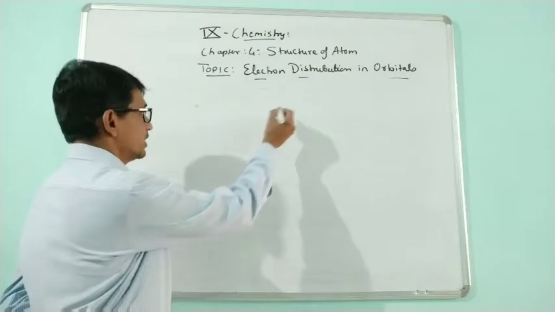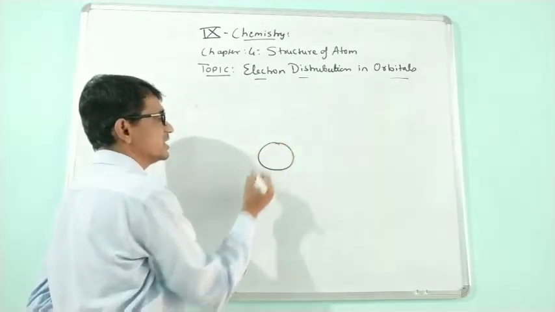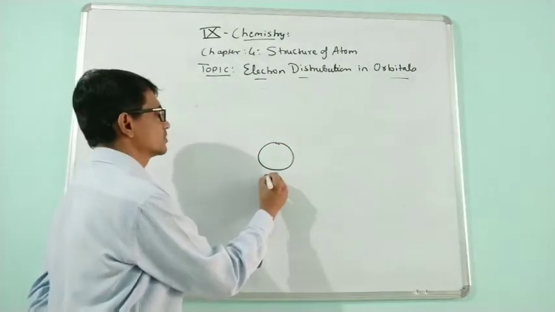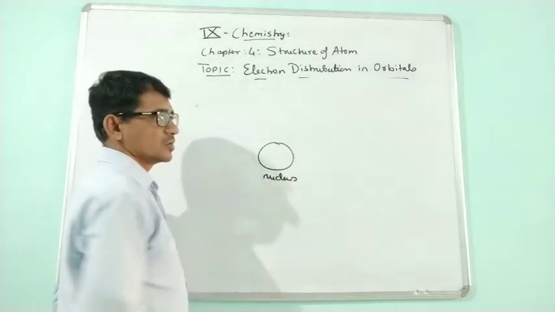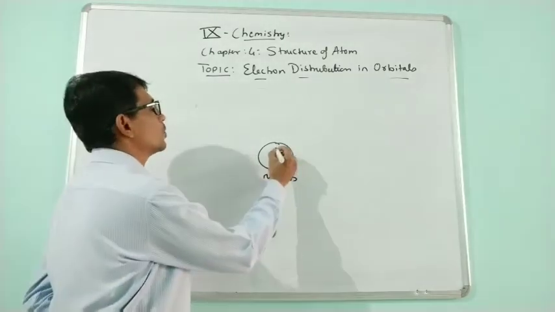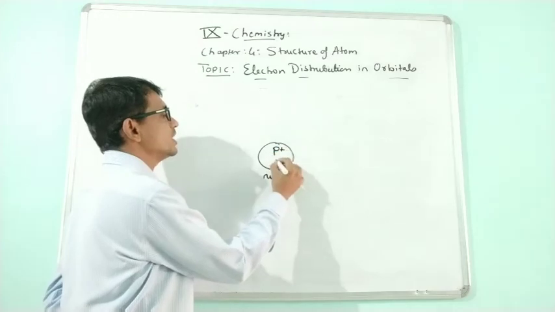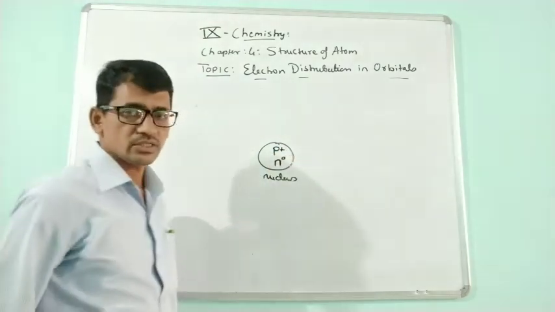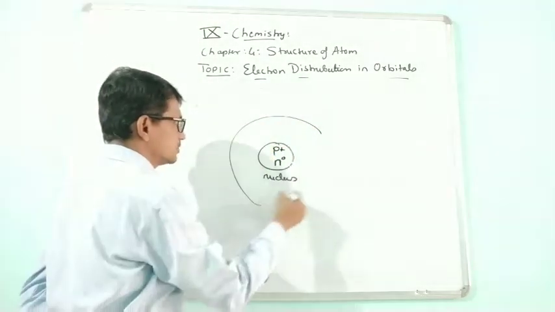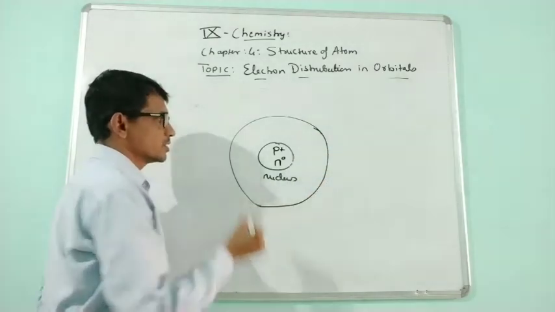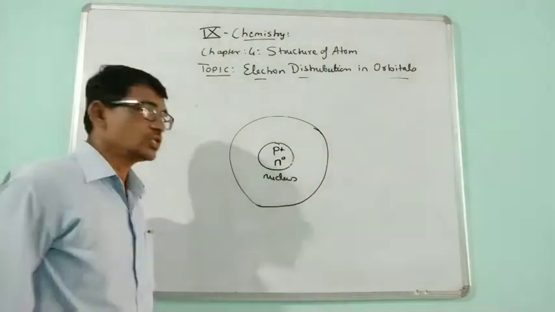Okay, if atom is there, then in the center it is nucleus. Nucleus contains proton and neutron. Proton has positive charge and neutron has neutral charge. Outside that is the empty space, in which electrons are revolving.